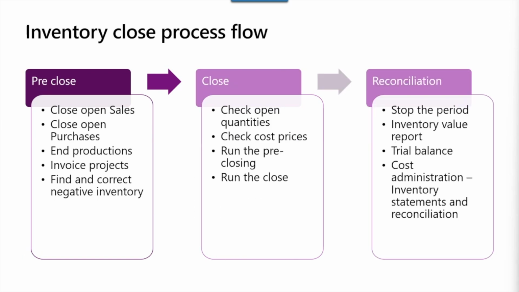After the close process has completed, which can take between minutes and a few hours depending on your transaction volume, you'll want to reconcile your inventory subledger to the ledger and finalize the period close activities. This includes stopping the ledger period in each legal entity, running the inventory value report and your trial balance report to compare your costs. You can also use the cost administration workspace and click the inventory statements and reconciliation to review and validate your subledger to the ledger. We'll talk more about this a little later on.